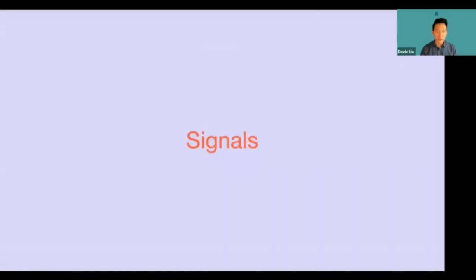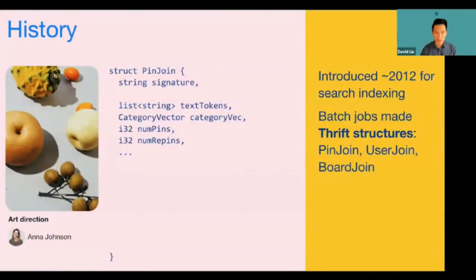We built our first signals in 2012 for Pinterest's search function. This was before we ever did any machine learning. An engineer built a MapReduce job that computed a structure called pin join. So this contained basic data like keywords, categories, and popularity. Each of these types of data is an example of a signal.